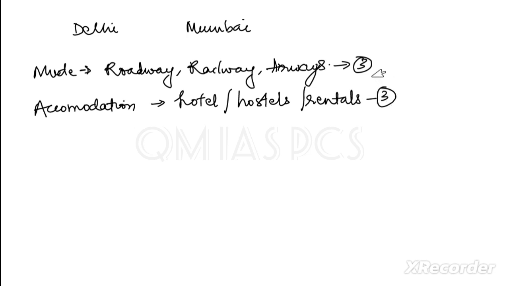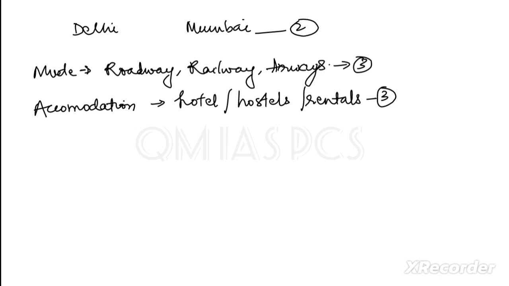Three ways are there, three options are there. So we have to find the total number of possibilities. Here is 2, so we have to find the travel possibilities. We can go to Delhi or we can go to Mumbai, so there are two options. We can go via roadways, railways, or airways, so there are three options.